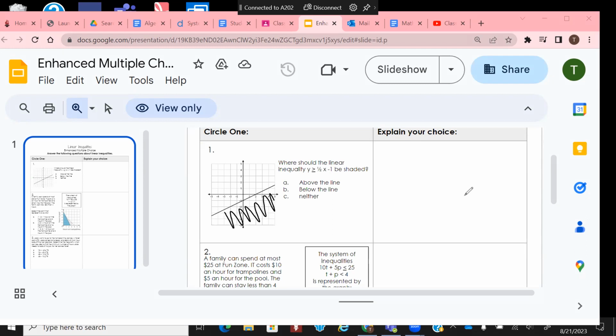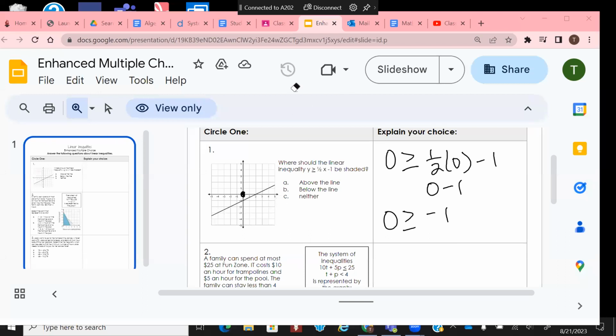Desmos? Okay, what's another way you could have checked it without using Desmos? Say again? So we could pick a point. We could say 0, 0, right? And we could plug that in. So 0 is greater than or equal to 1/2 times 0 minus 1. Well, what's 1/2 times 0? And 0 minus 1 is -1. Is 0 greater than -1? Yes, it's bigger than -1.